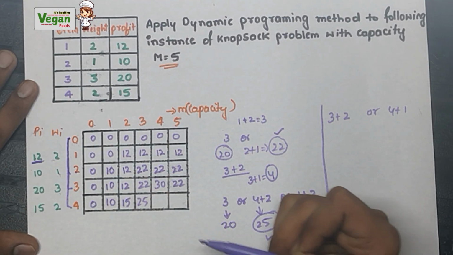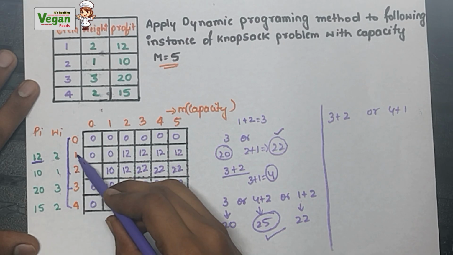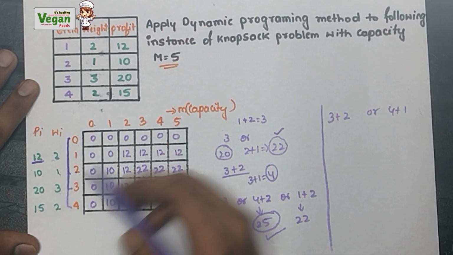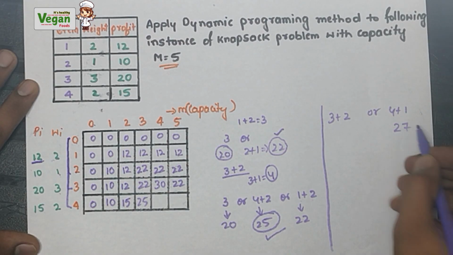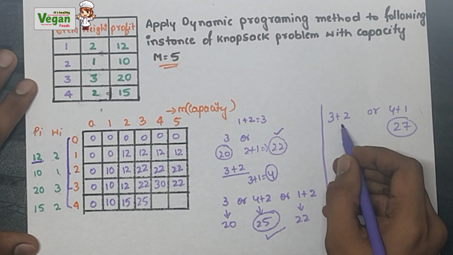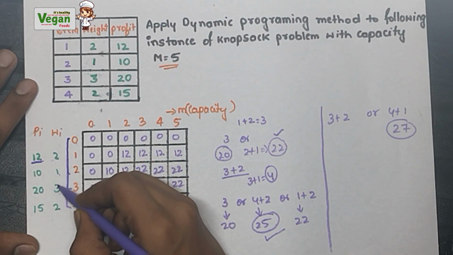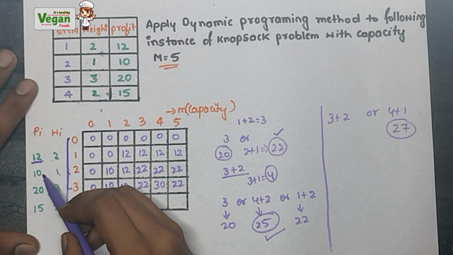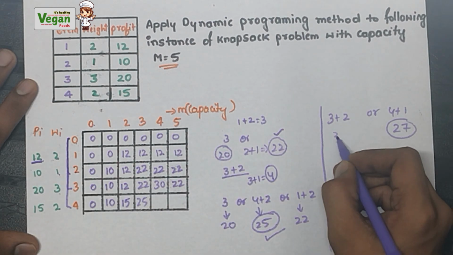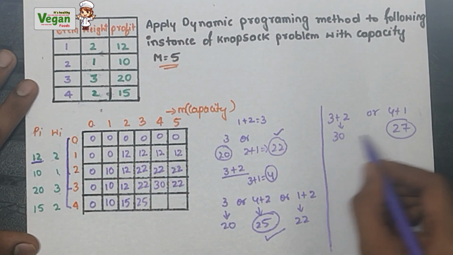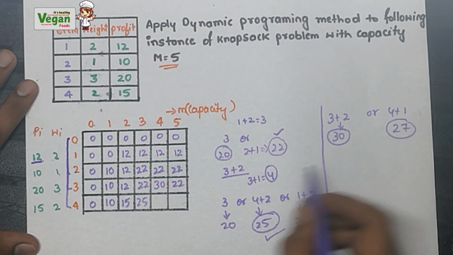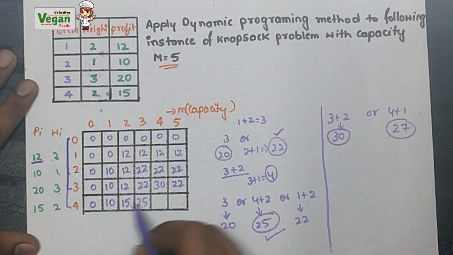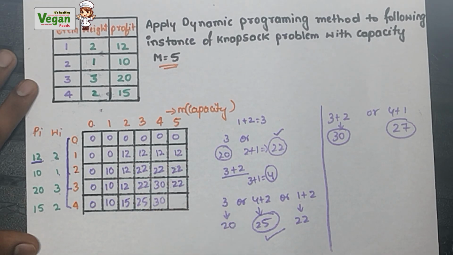So what will be the value? Fourth item and first item, 2 plus 2 is 4. Its profit will be 12 plus 15, that is 27. Next, for the third item and second item, 3 plus 1, weight will be 4. Capacity is 4. You can fill it. So profit will be 20 plus 10 will be 30. Maximum profit among these two is 30. So I will choose the item 3 added with the second item. Therefore the profit will be 30.